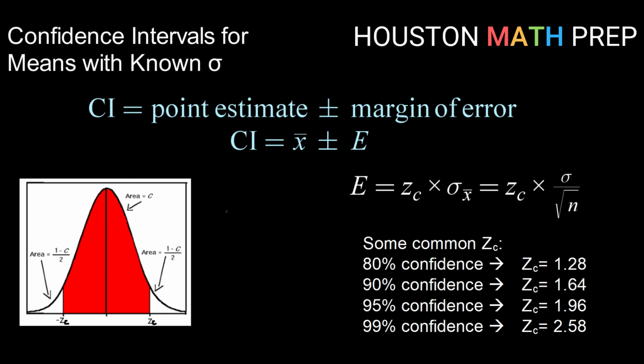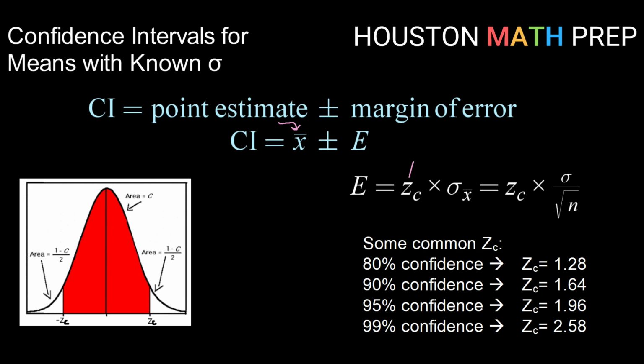In this video, we're going to take a look at how to calculate the confidence interval for a mean with a known sigma, or a known population standard deviation. In general, we know that confidence intervals are calculated by taking a point estimate and adding and subtracting the margin of error. For an interval around a mean, our point estimate is going to be our sample mean, or x bar.